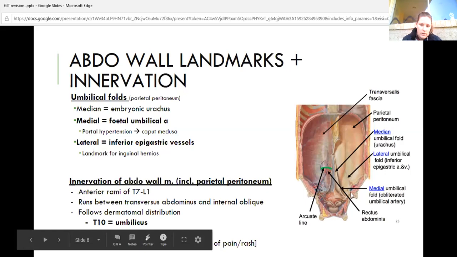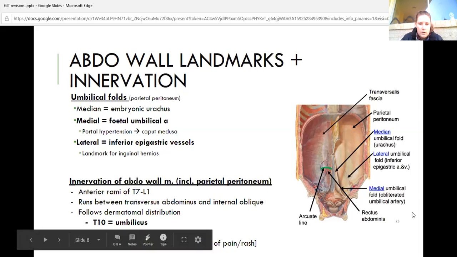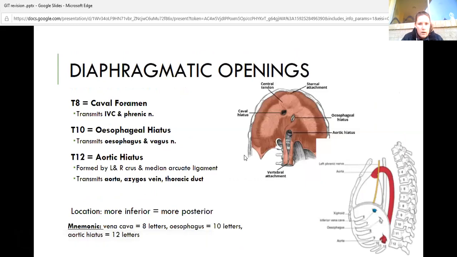In terms of innervation to the abdominal wall, an important one is that T10 is the umbilicus, and it follows a dermatomal distribution. From there, you can work out the rest, but it's T7 to L1. Often as part of multiple choice, one of the options will be shingles, or they use shingles as an example just to make you think outside the box, because it's pain on the stomach, but it follows a dermatomal pattern, and often there's an associated rash and itch. So that's shingles. It's not actually a true abdominal condition.